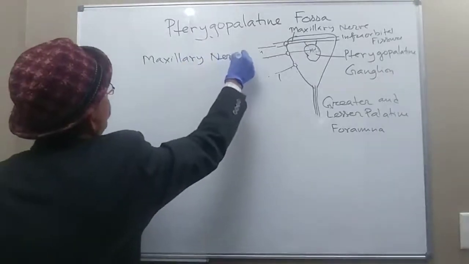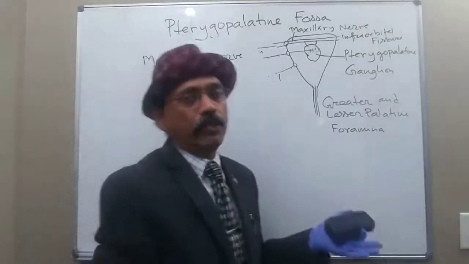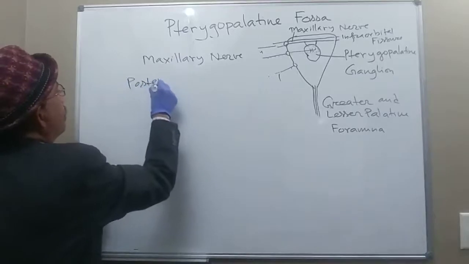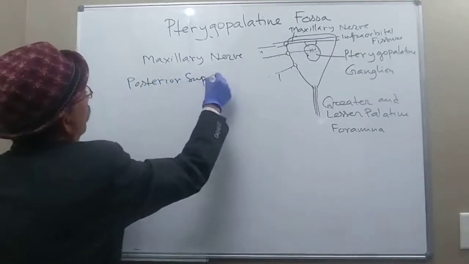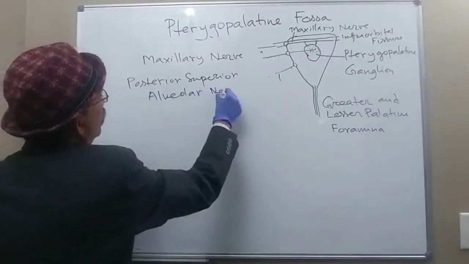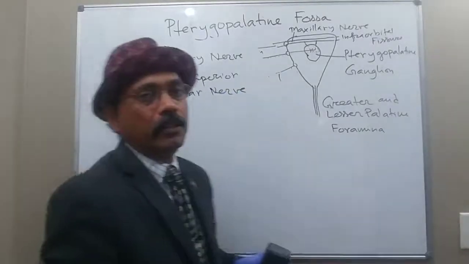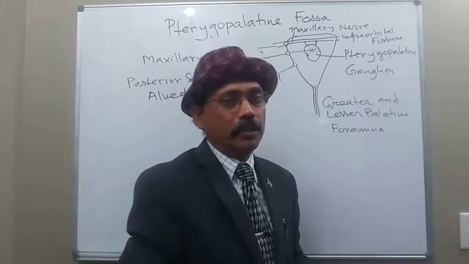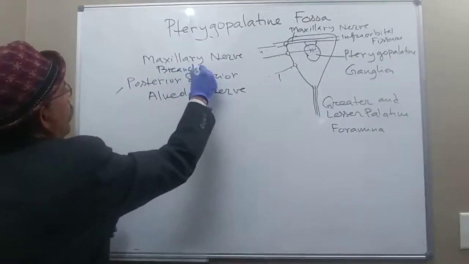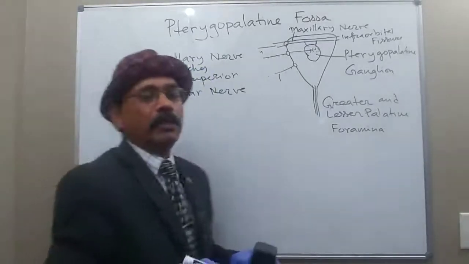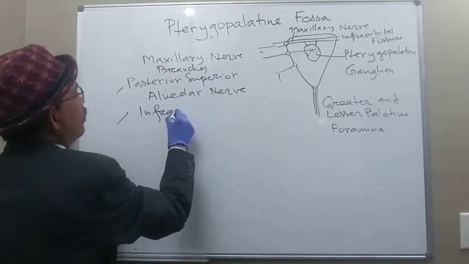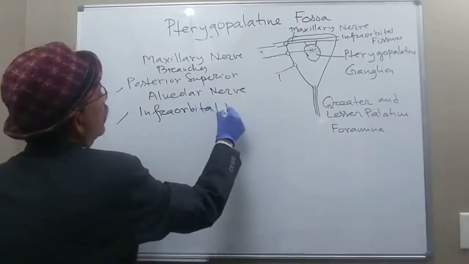Okay, what are the branches of the maxillary nerve? Again, very much similar to that of the artery. We get the posterior superior alveolar nerve that innervates the upper jaw molar and premolar teeth. Okay, that is one of the branches. Then we get the infraorbital nerve.